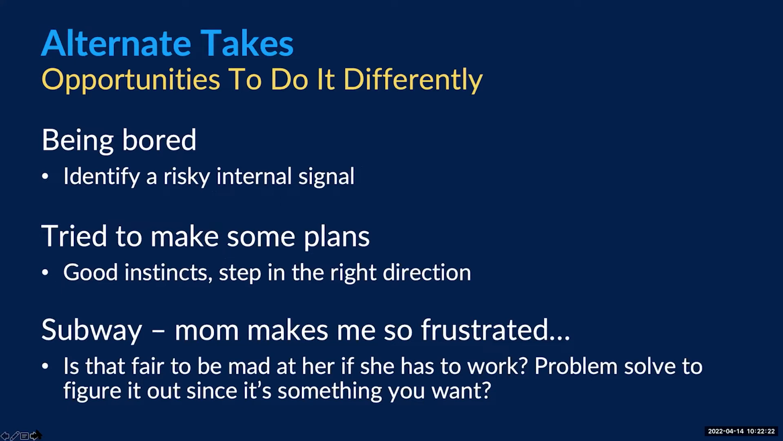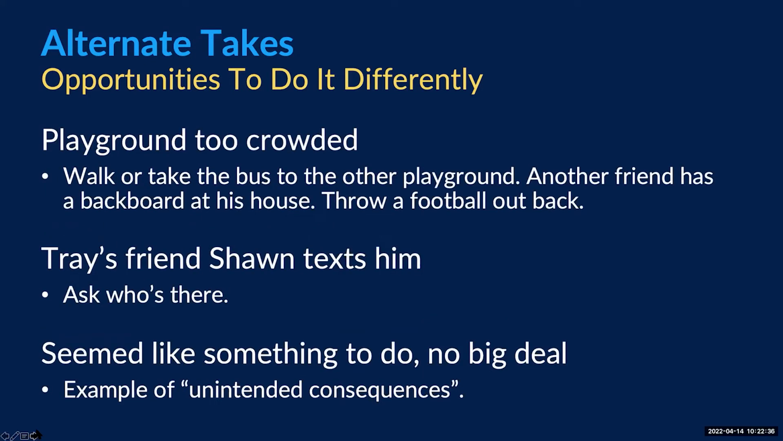And is it being bored? Is it that you could have made some alternate plans? Is it that you could work it out with mom, even though you're so frustrated and that she does have to work, but could you problem solve it with her? Could you have thought about an alternative to the crowded playground? Are there other playgrounds? Is there another friend that has a basketball backboard at his house? Could you guys have gotten out a football and thrown that around?